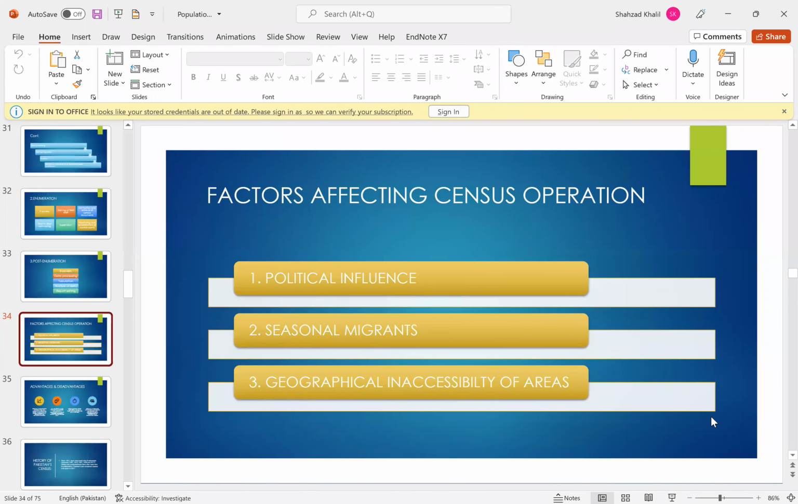Factors affecting census operation. There are 3 basic factors which affect the census operation, which are political influence, seasonal migrants, and geographical inaccessibility of areas.